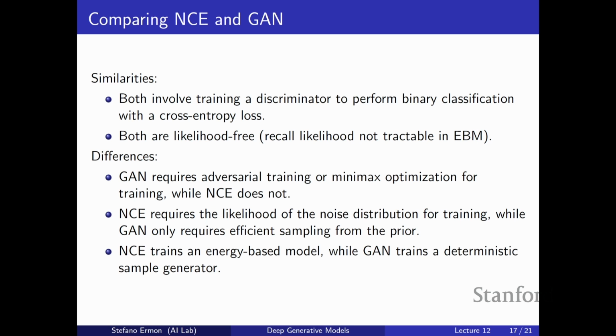And when you train the NCE model, you just train the discriminator, and then from the discriminator you get an energy function which defines an energy-based model, while in a GAN you're actually training a deterministic sample generator. So the outcome of the learning is going to be different.